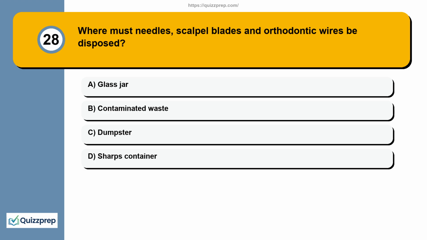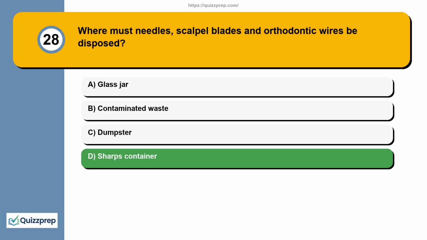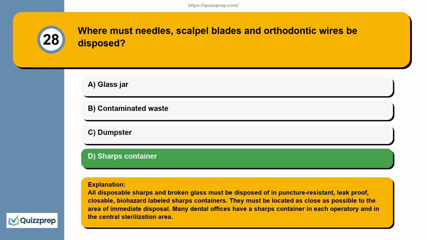Question 28. Where must needles, scalpel blades and orthodontic wires be disposed? Glass jar, contaminated waste, dumpster, sharps container. All disposable sharps and broken glass must be disposed of in puncture-resistant, leak-proof, closable, biohazard labeled sharps containers. They must be located as close as possible to the area of immediate disposal. Many dental offices have a sharps container in each operatory and in the central sterilization area.